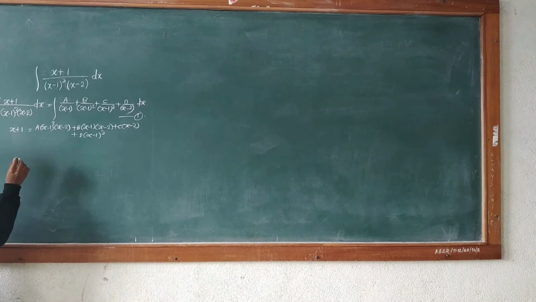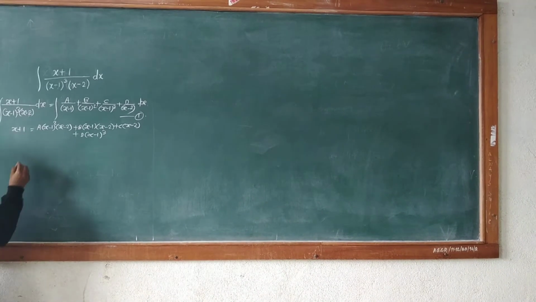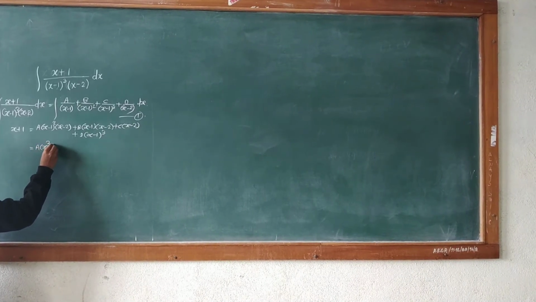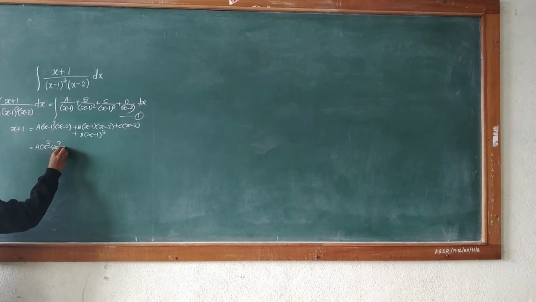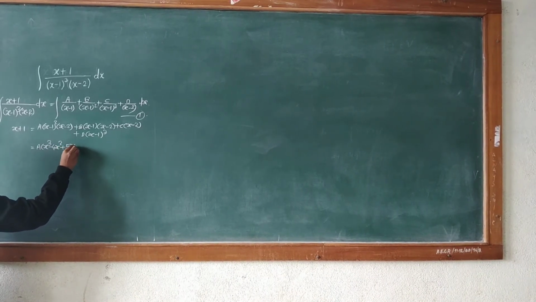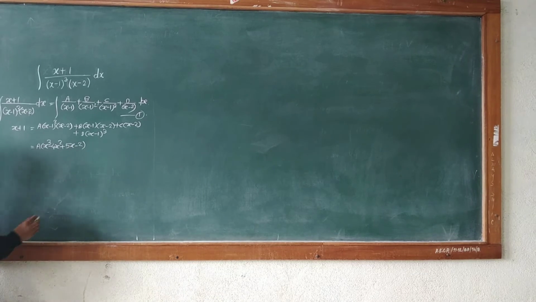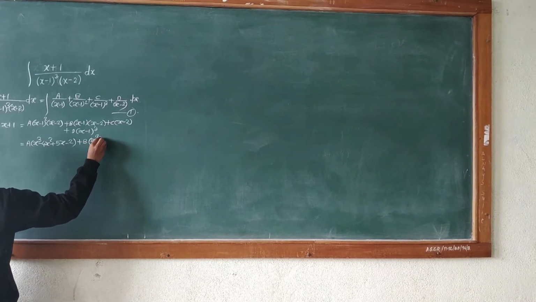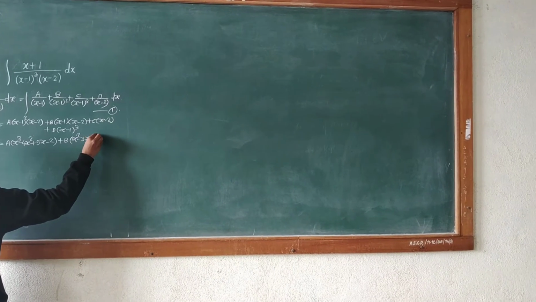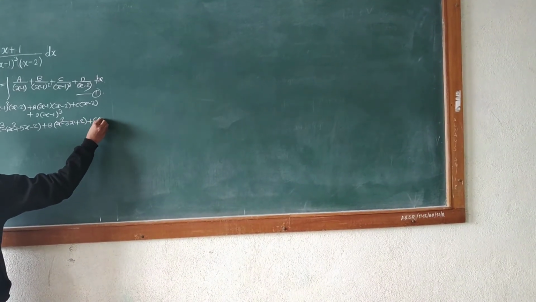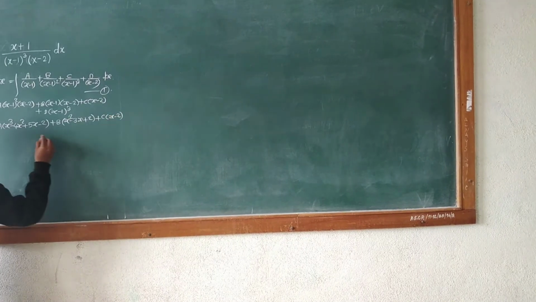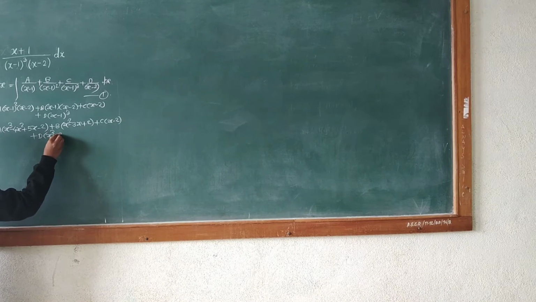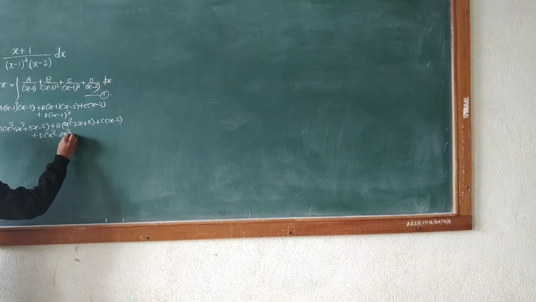On solving this further, we get a into (x cube minus 4x square plus 5x minus 2), plus b into (x square minus 3x plus 2), plus c into (x minus 2), plus d into (x cube minus 3x square plus 3x minus 1).